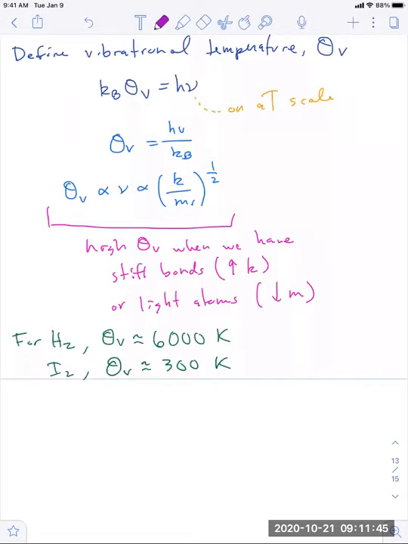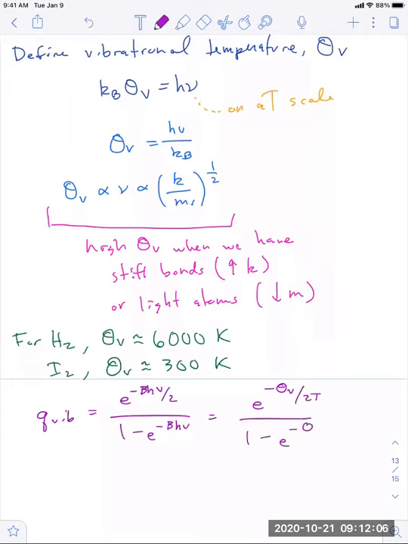So then I can rewrite my partition function in terms of this quantity. Remembering that that was e to the minus beta h nu over 2 divided by 1 minus e to the minus beta h nu, in terms of vibrational temperature that becomes e to the minus theta v over 2T, divided by 1 minus e to the minus theta v over T.